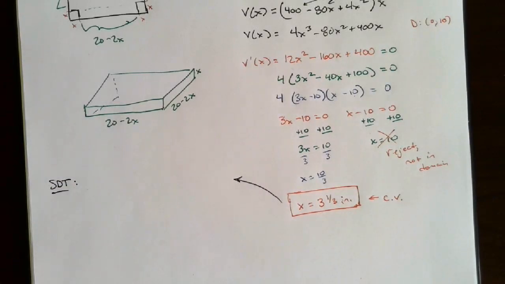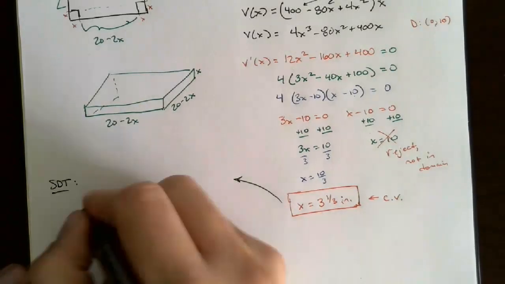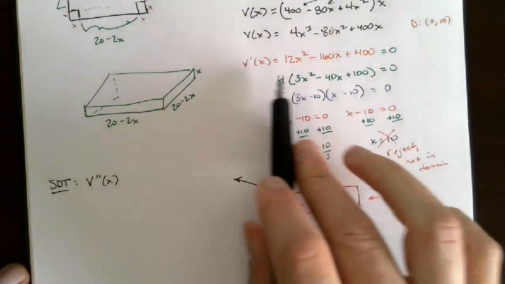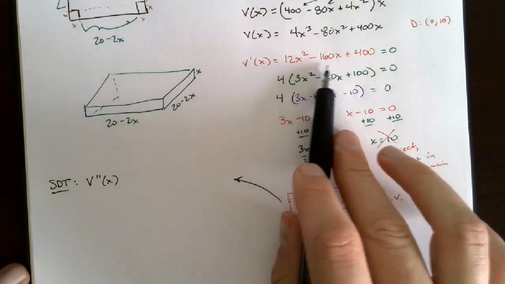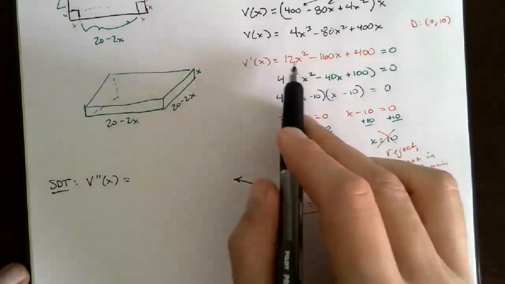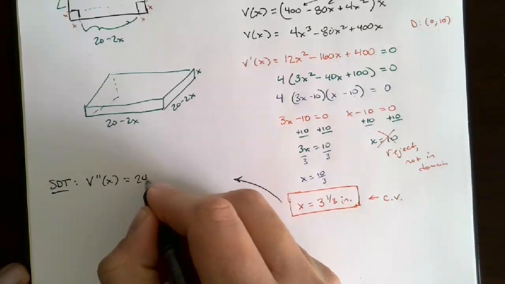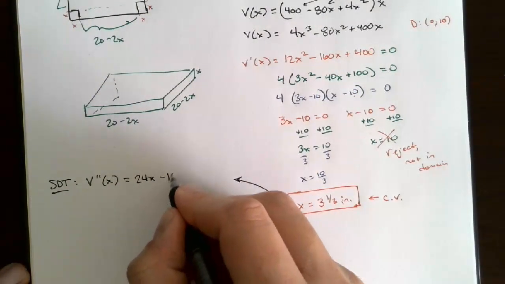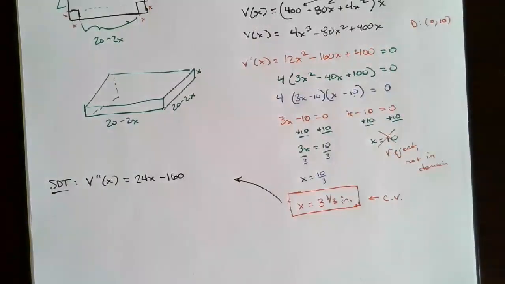For second derivative test, you need to take the second derivative. So we want v double prime of x. Here's the first derivative right here, the 12x squared minus 160x plus 400. We're taking the derivative of that. The derivative of 12x squared is 24x, minus the derivative of 160x is just minus 160. The derivative of 400 goes to 0.